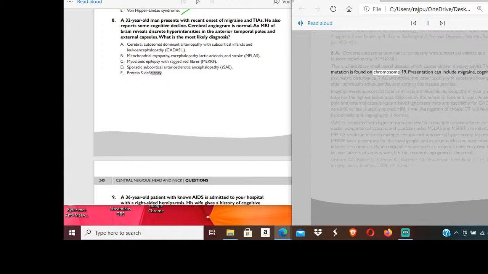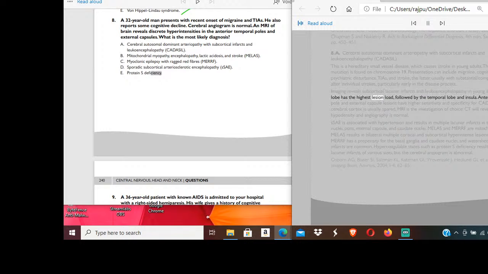The genetic mutation is found on chromosome 19. Presentation can include migraine, cognitive decline, psychiatric disturbance, TIAs, and stroke, the latter usually with substantial or complete recovery after individual strokes, particularly early in the disease process. Imaging reveals subcortical lacunar infarcts and leukoencephalopathy in young adults.